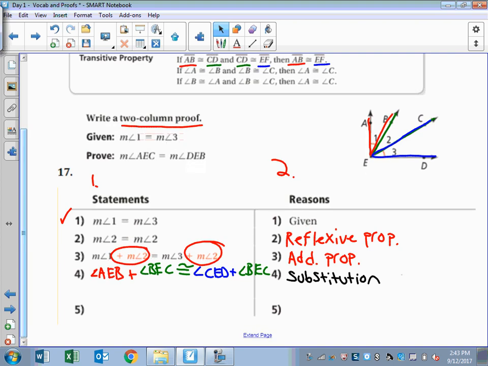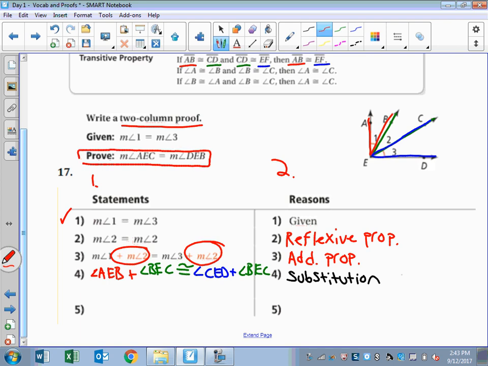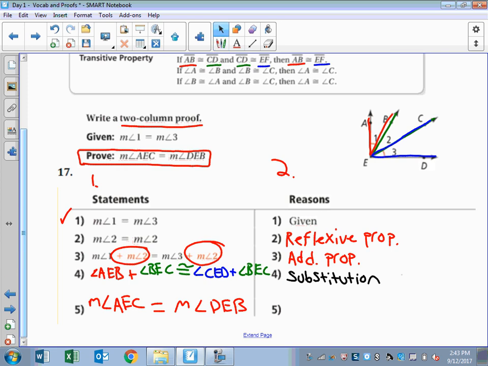Okay. Now the last step is always going to be what you want to prove. So if you want, you can always fill this in at the beginning. The proof statement is always what you want to get to at the end. So we have the measure of angle AEC is equal to the measure of angle DEB. So how do we prove that? So given what we have.